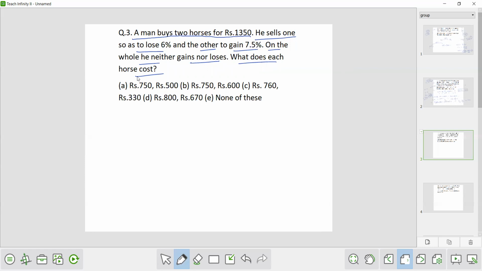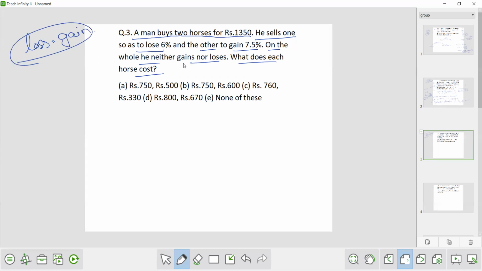When he has sold the two horses, he has neither gained nor lost. So here it is given that loss is equivalent to gain, because for the first watch he has sold it at a loss of 6%, and for the another watch he has sold it at a gain of 7.5%, and on the whole he has neither gain nor loss. So loss is equal to gain. So from here we can do it.